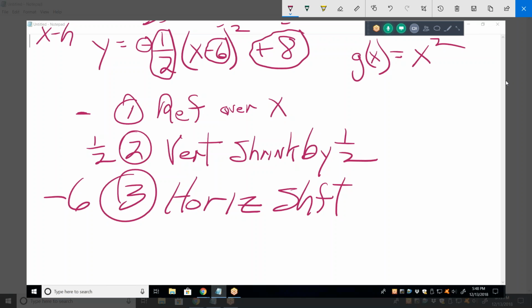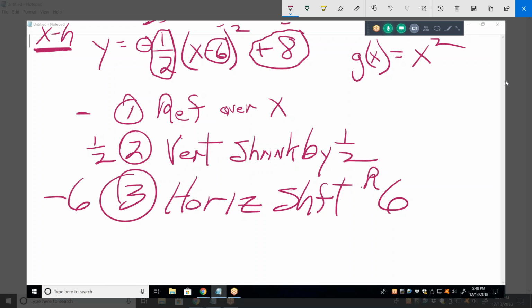When you do a shift, you don't change the shape of the curve. You just move it over, left or right, or up and down. So the only thing you have to know here is, is it to the right or is it to the left? And it's to the right because it's a positive 6. Because the standard is x minus h. So when you see an x minus 6, h is positive 6. Positive means go to the right, negative means go to the left.